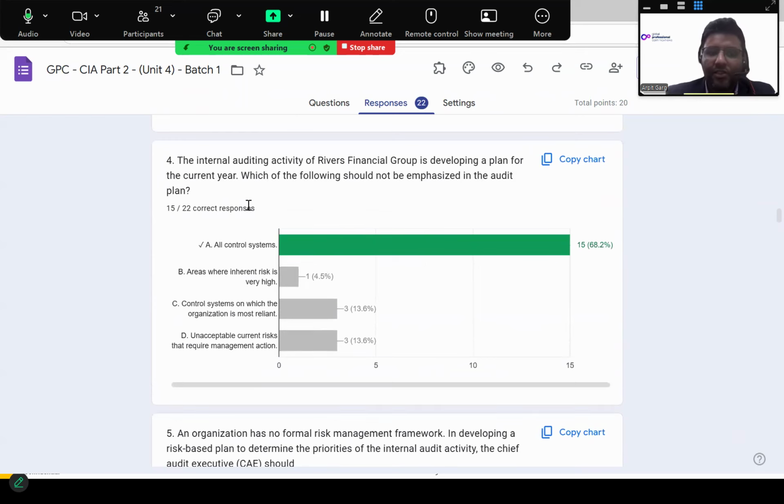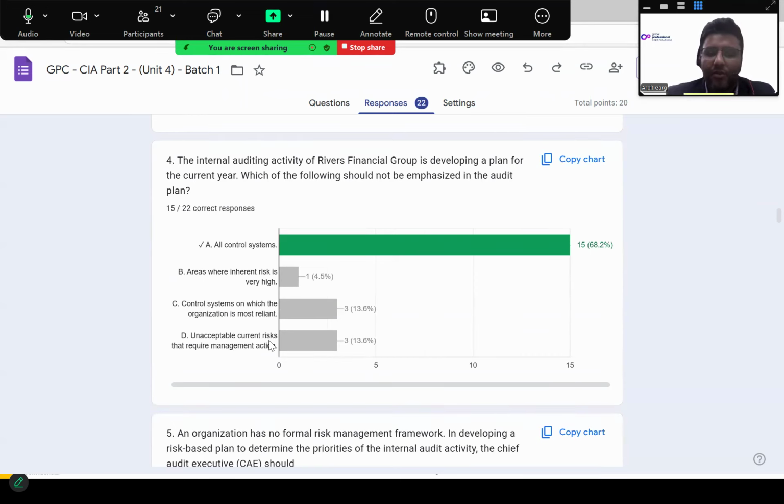All right, I'll move on to question number 4, everyone. It says the internal audit activity of Reverse Financial Group is developing a plan for the current year. Which of the following should not be emphasized in the audit plan? People, in your audit plan, will you emphasize all control systems, or areas where inherent risk is very high, control systems on which the organization is more reliant, unacceptable current risks that require management action? What should the audit plan focus on? Can you all say that?